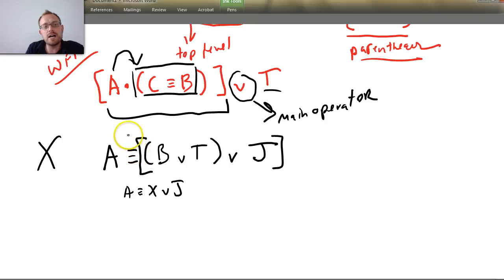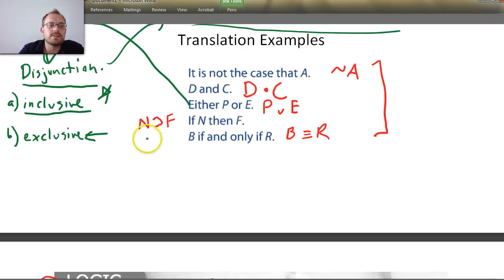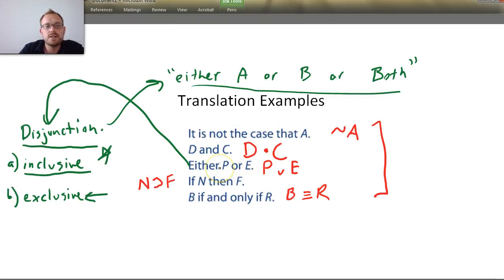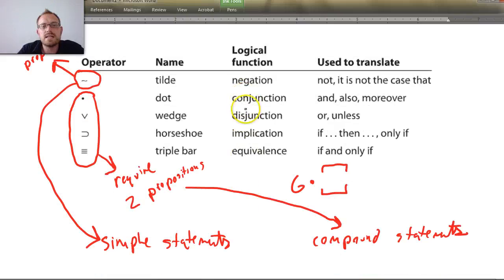So that means that the main operator here is the biconditional, or the material equivalence. I forgot to mention that. We also call this if and only if, besides calling it the equivalence, I'm going to typically also refer to this as the biconditional.